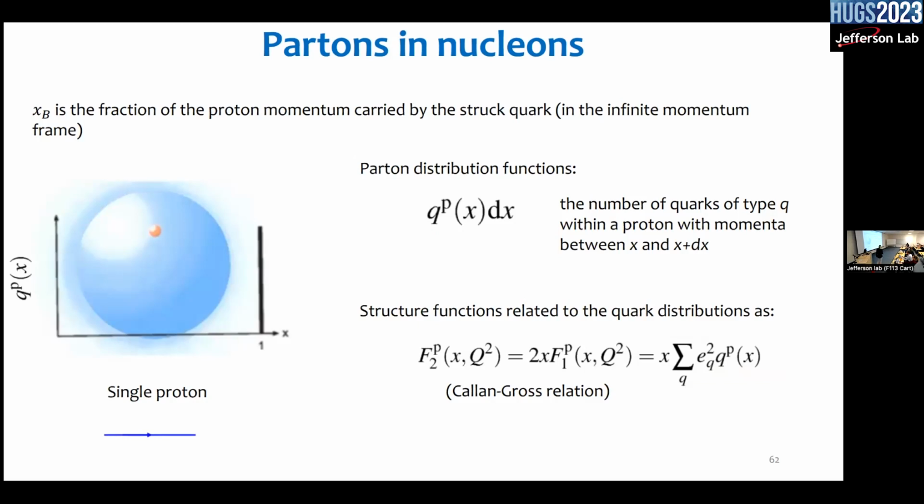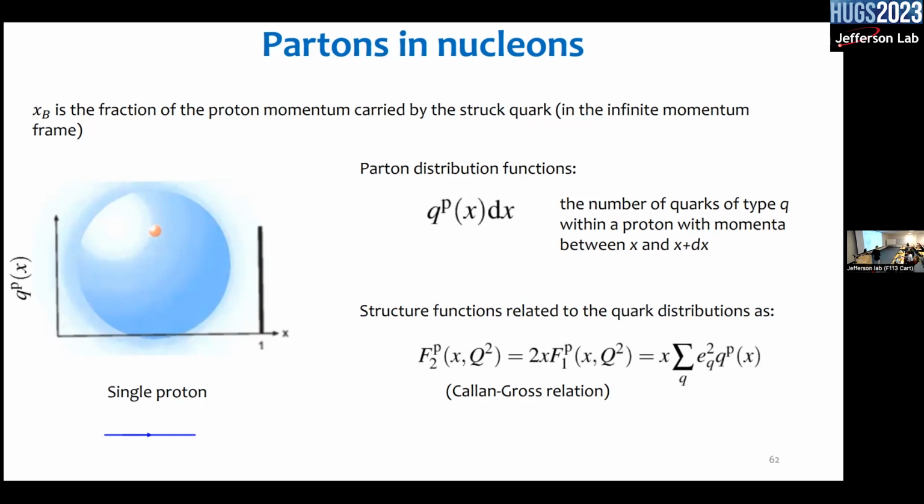So x, of course, we think of as the fraction of the proton momentum carried by the struck quark. And so we have these parton distribution functions where you can think of it as the number of quarks of some type, like an up quark or down quark, in the proton with a momentum x of the proton. And so these structure functions are related to the quark distributions. F2 is like 2x of F1, which is a summation over all of the quark types inside the proton. And so this is the Callan-Gross relation. Anyways, these are related.